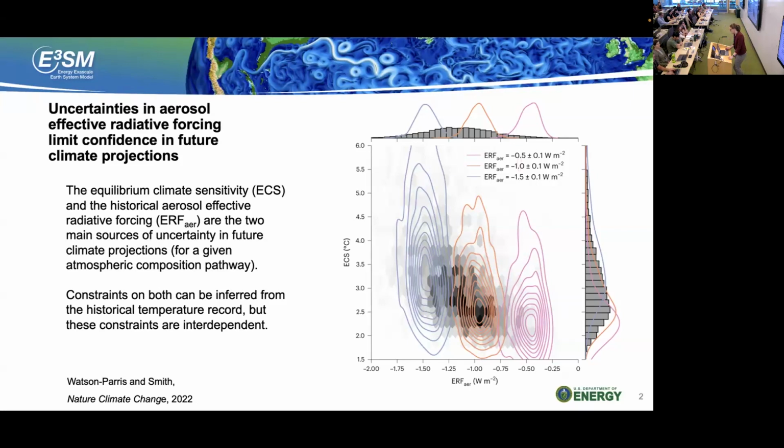And in addition to that, we think that because of this overall top-down constraint, it makes some sense to consider the aerosol effective radiative forcing to be one of the things that we specifically not only evaluate, but perhaps also consider as a calibration target in climate models.